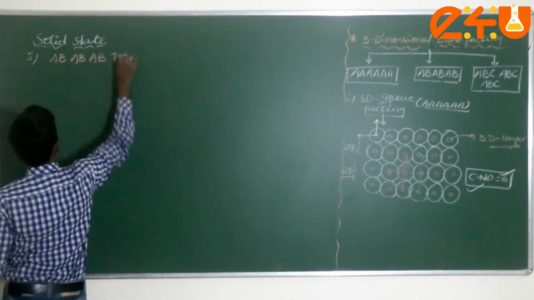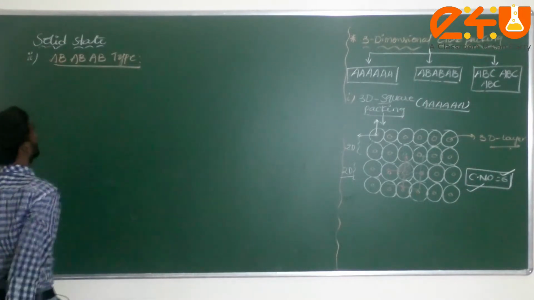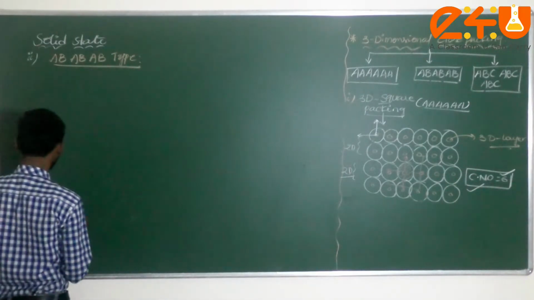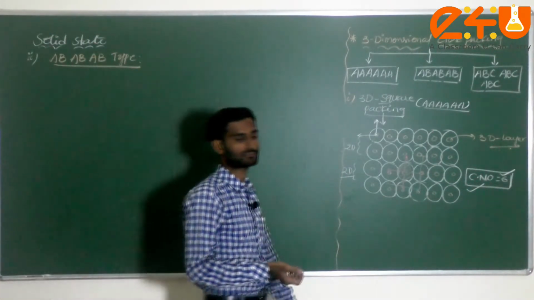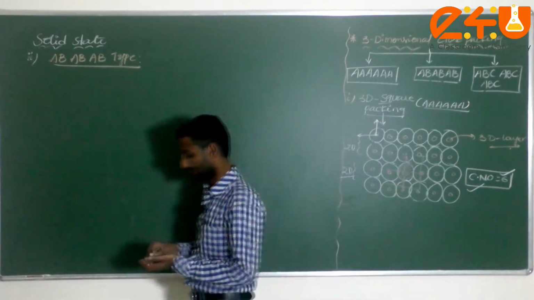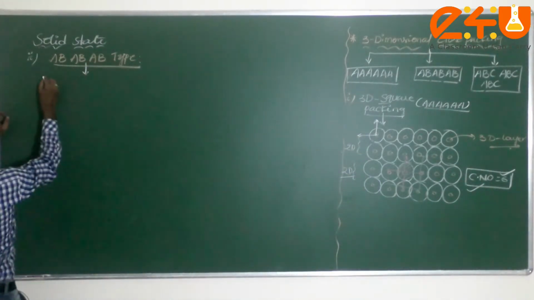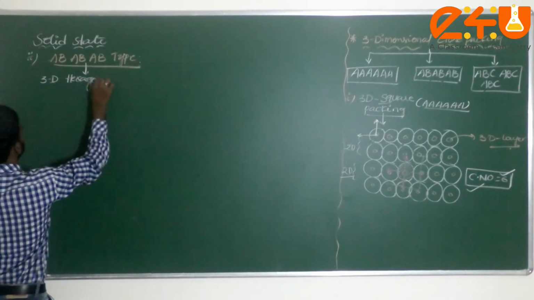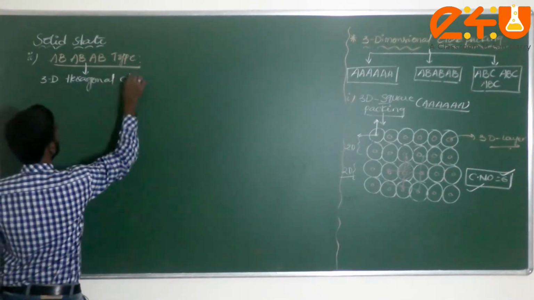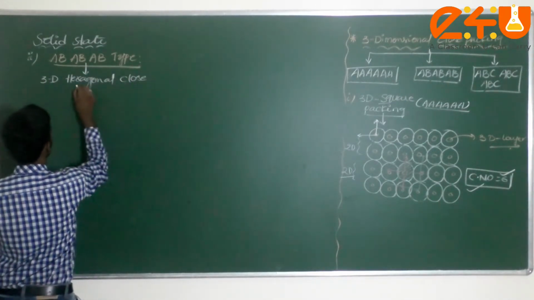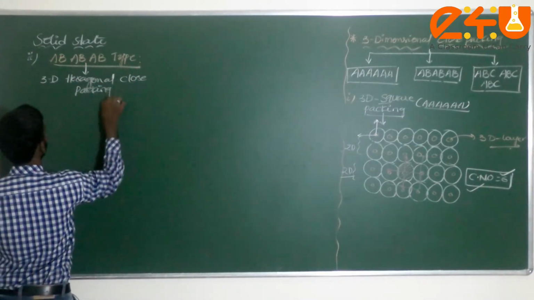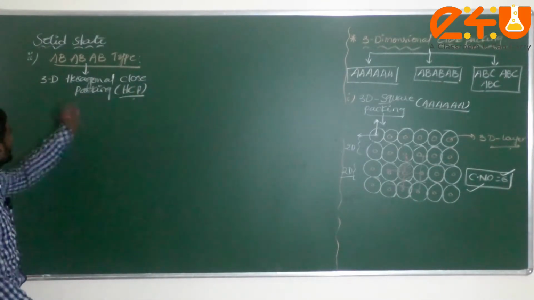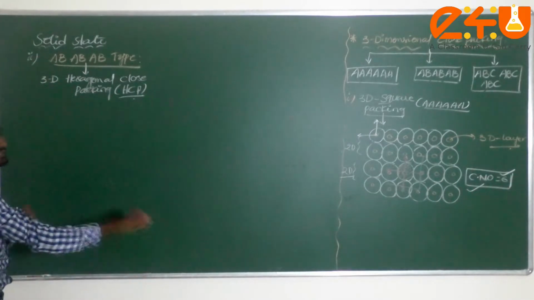ABABAB type packing. Am I correct or not? Generally, what type of packing are we going to observe, dear students? We can consider 3-dimensional hexagonal close packing. Simply, we can represent it as HCP. Am I correct or not, dear students? HCP, 3-dimensional hexagonal close packing.